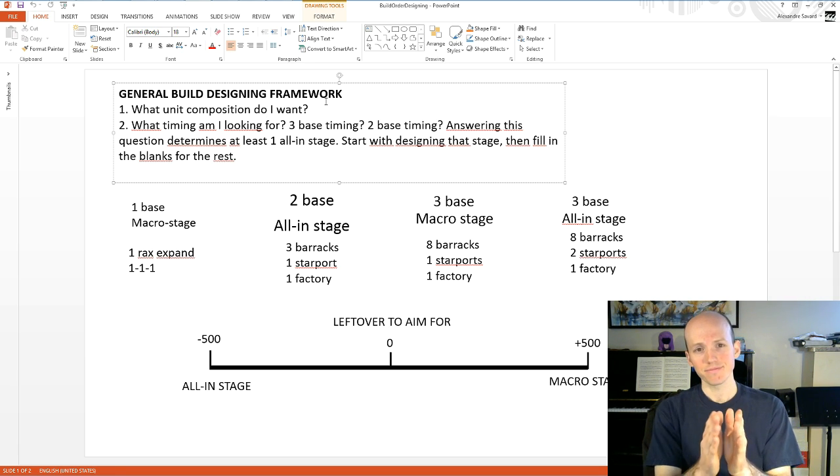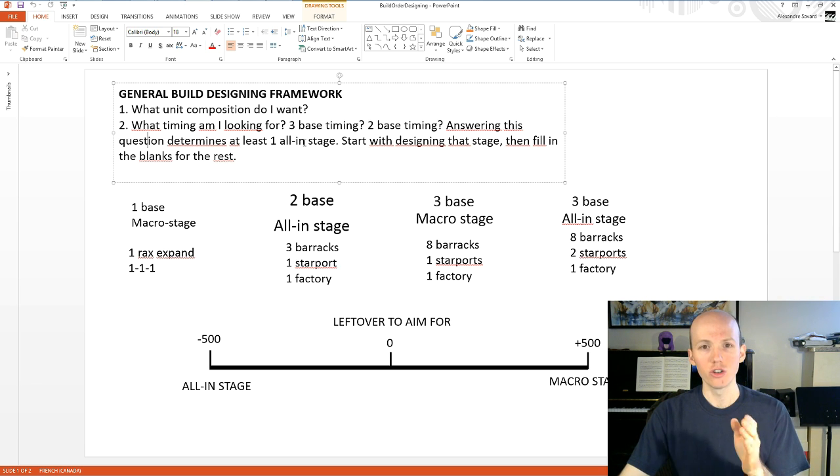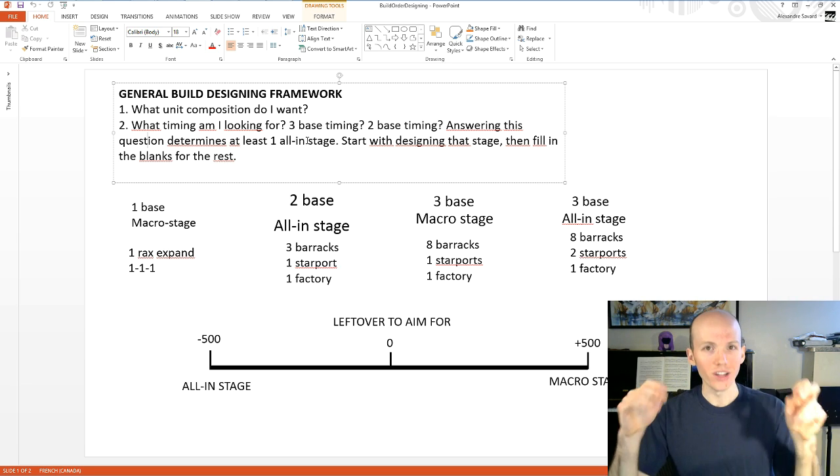Now, a second question you're going to have to ask yourself, I think, is what kind of timing am I looking for with that unit comp I chose? Am I looking for a 3-base timing, a 2-base timing? Answering this question determines at least one all-in stage.